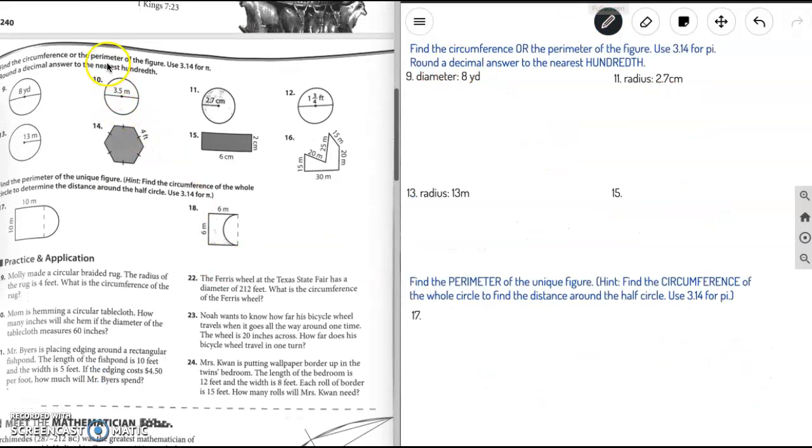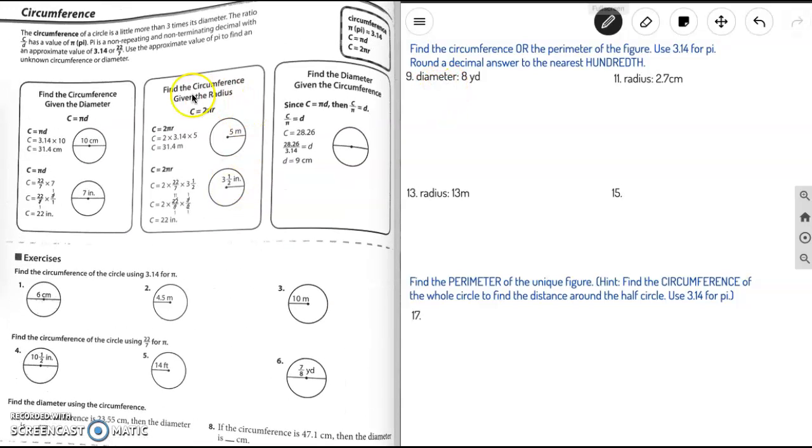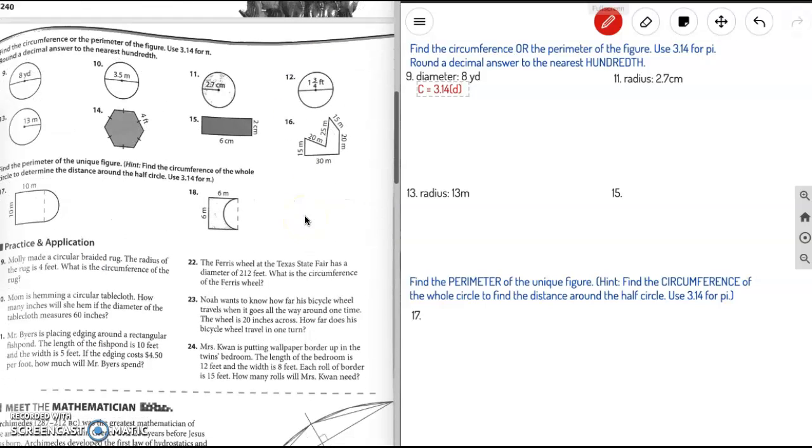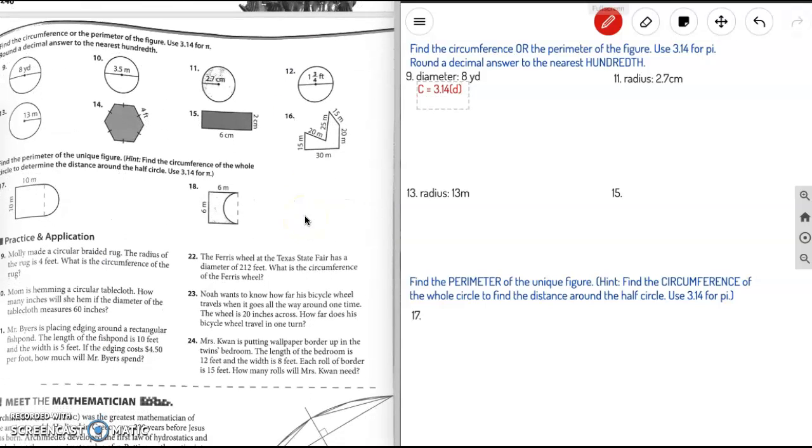Find the circumference or the perimeter of the figure. Use 3.14 for pi. Round the decimal to the nearest hundredths. Cool. So this time we have a circle, so we need to find the circumference, obviously, and we're given the diameter. What is the formula here? Let's write it down. It's good to practice writing these formulas down so they stay in your brain. C equals 3.14 times D. Okay, so let's plug those numbers in.